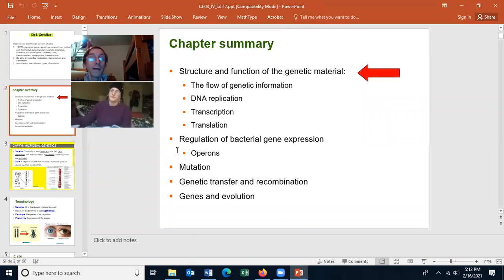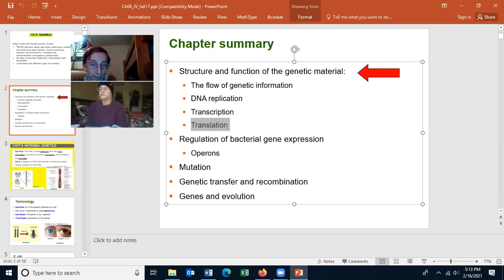Here's a little bit of a chapter summary. So we're going to start with talking about the structure and function of the genetic material, talking about the flow of genetic information, and then move on to DNA replication, RNA transcription, and lastly, protein translation. And we will get someplace. We'll cover most of those. We might not cover protein translation today, but we'll get at least started, I think, with transcription.